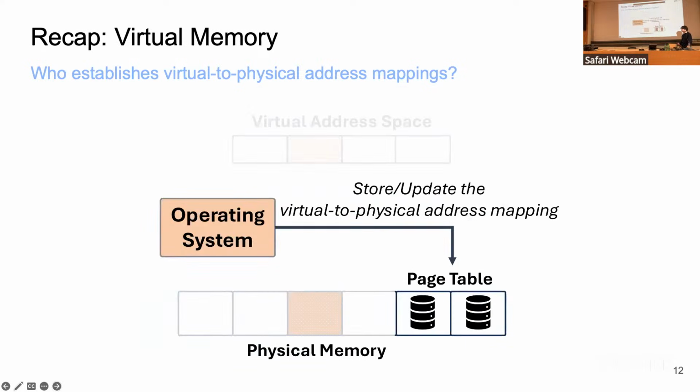Once the operating system does this, it somehow needs to store or update the virtual-to-physical address mapping, and this is done through the page table. So when the operating system is done with allocating memory, it goes and updates the page table, which also lives inside the memory.